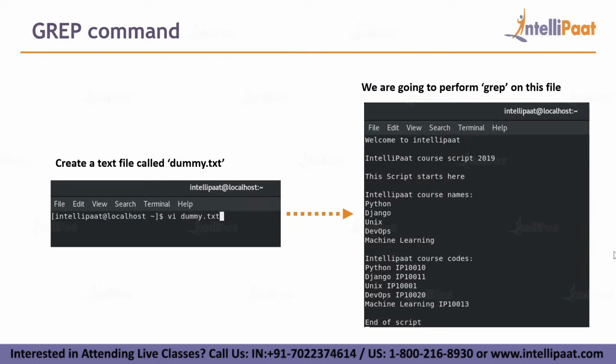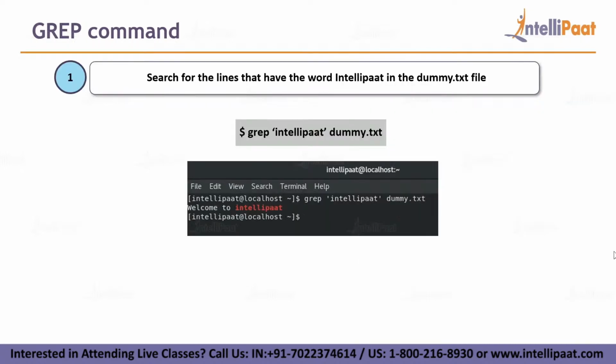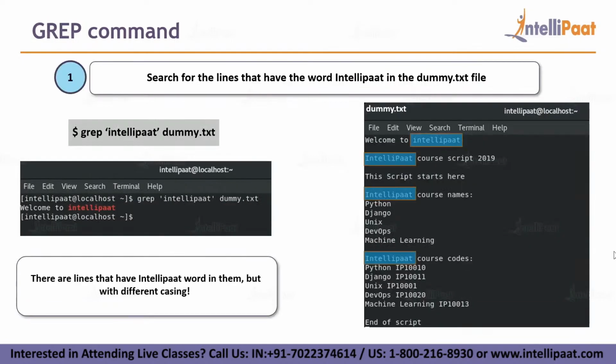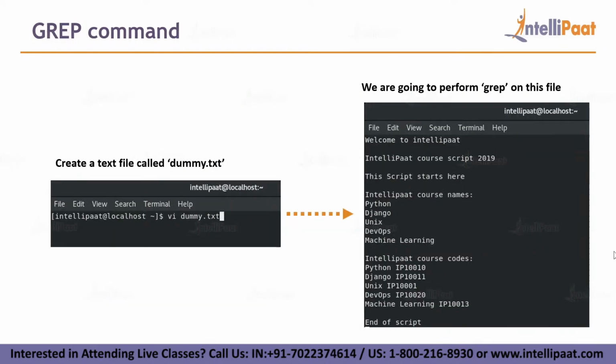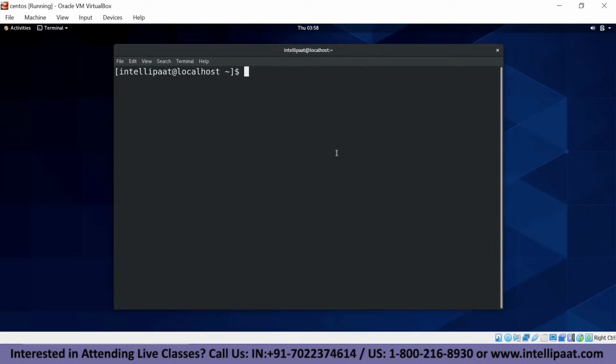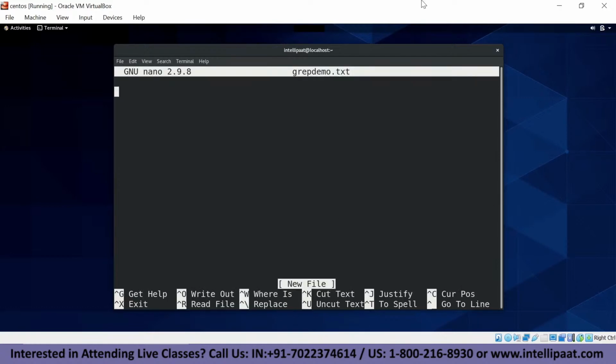We're going to create a file for the grep command, and inside that we'll be entering some data like this: welcome to Intellipaat course script, and some more data. Once we've entered that, we'll start off. Here you can see they are searching for Intellipaat, and let's do this process once we've created this file. I've already opened my terminal, so I'm going to create a file and name it grepdemo.txt, and inside we are going to type in the exact same thing.